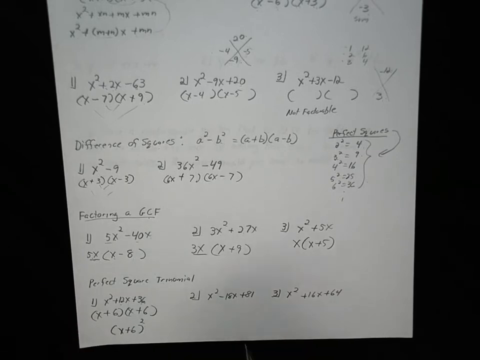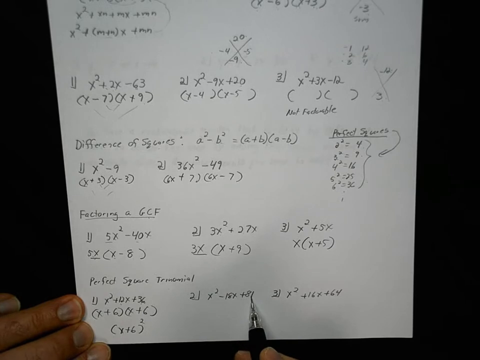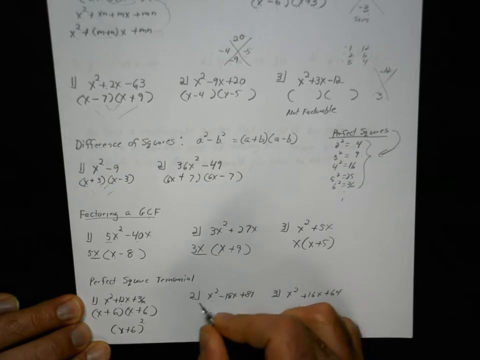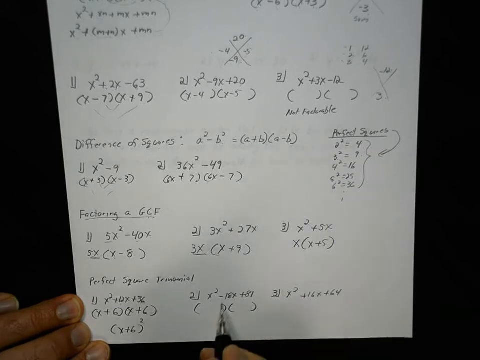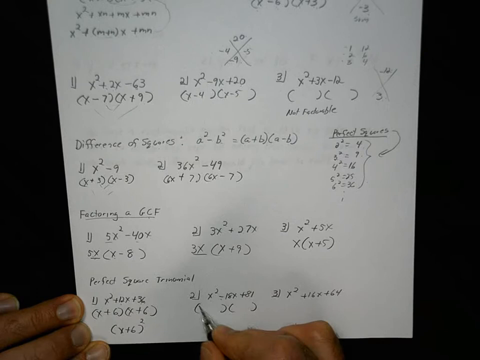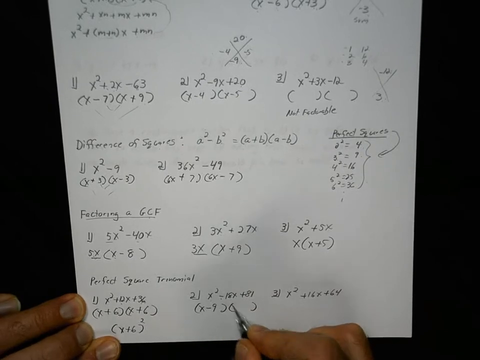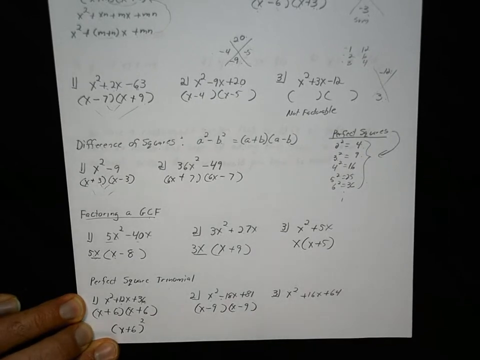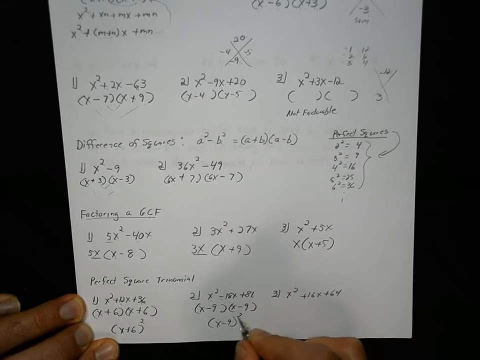Okay. How about this one? You notice that 81 is a perfect square and x squared is a perfect square. But notice this is a negative, so it's going to be x minus 9 and x minus 9. Negative 9 times negative 9 is positive 81. Negative 9 plus negative 9 is negative 18. So I can square that as well.